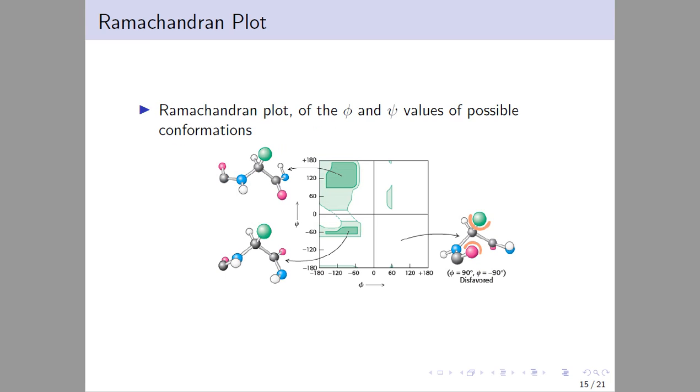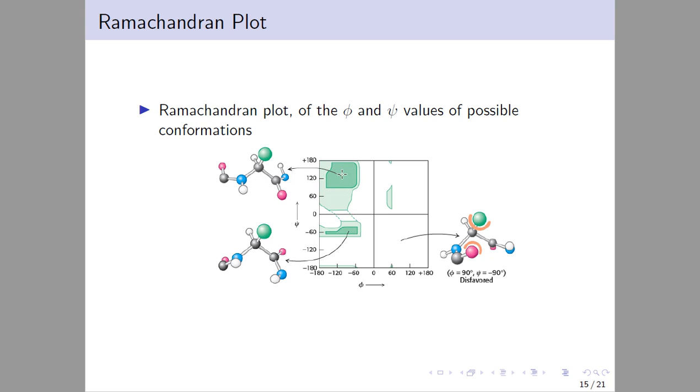So here we have the Ramachandran plot of phi against psi, the values of possible conformations. We have a lot of conformations, but these are the most probable configuration or conformation of this molecule. Okay, so here you can see that this one is higher than this.